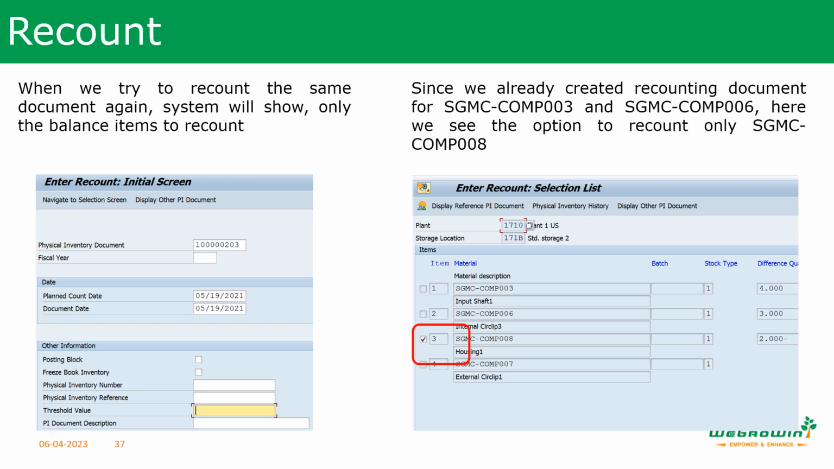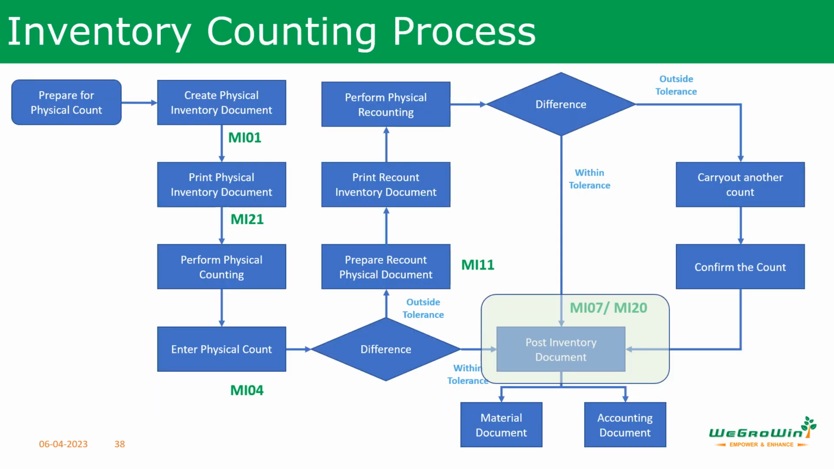So there are many options available here in SAP for inventory counting. We should try to use all these features. So now we saw how to do the inventory counting, and then if there is a variation, how to do the recounting, all these things. Now after checking all these recounts and confirming all those activities, we need to post the difference into the system.